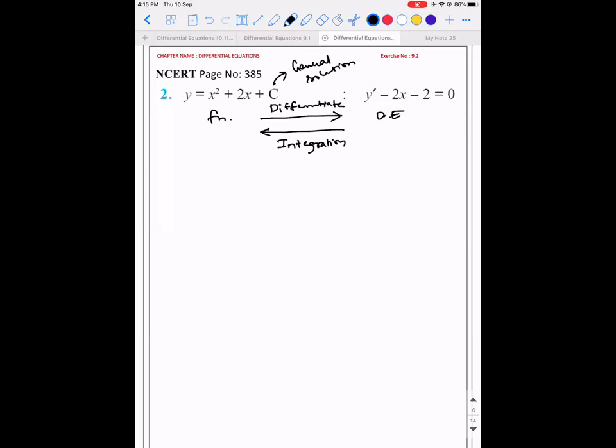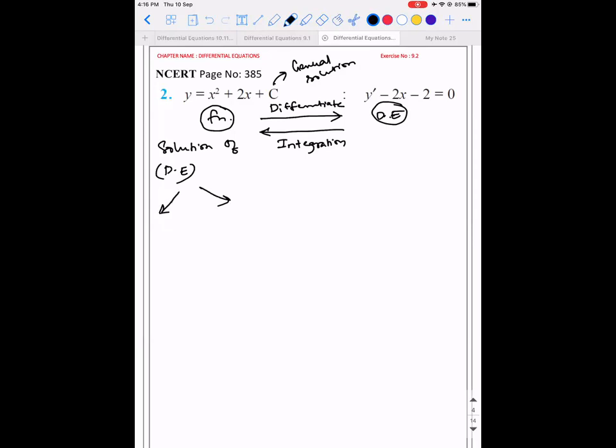So when any function is given to you and you get a differential equation, when you integrate the differential equation, you get back the function. Function, which is actually the solution of the differential equation. Why do we call it a solution of the differential equation? Because for a given differential equation, when you integrate it, you get back the function. That is called the solution.